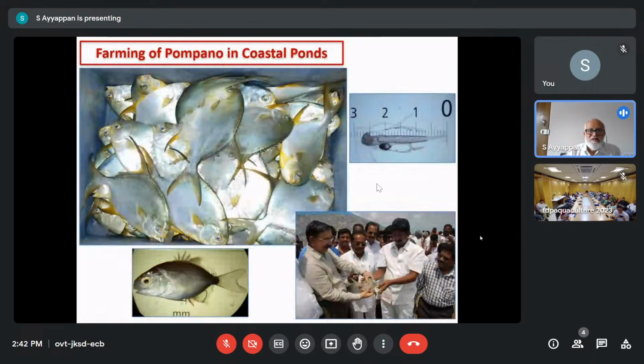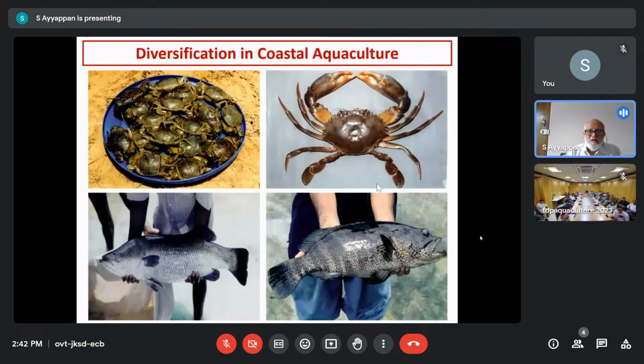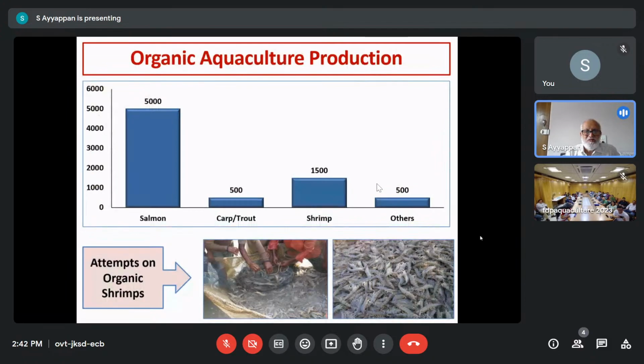And in that context, it could be pompano, or it could be the Scylla, the crabs, the sea bass, the other species that we keep talking of. In that context, people have also got interested in organic aquaculture. Of course, salmon is not ours. These are global figures. But here it's being discussed. The points are being discussed with regard to possible trout farming, possible carp farming as organic aquaculture produce.